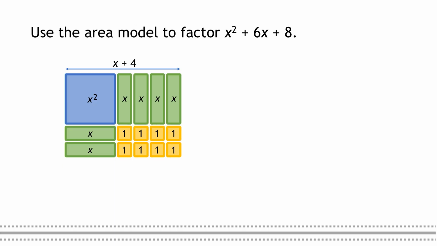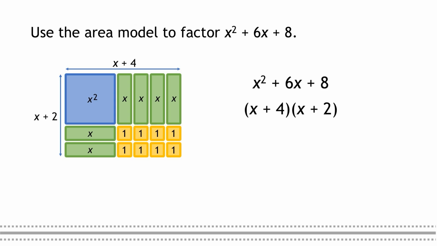Now we look at the width, row by row. What is the width of the first row? That's x. What about the second row? That width is 1. The third row matches the second, so it also has a width of 1. The entire width is 1x and 2 units, or x plus 2. The factors of this quadratic are x plus 4 and x plus 2.